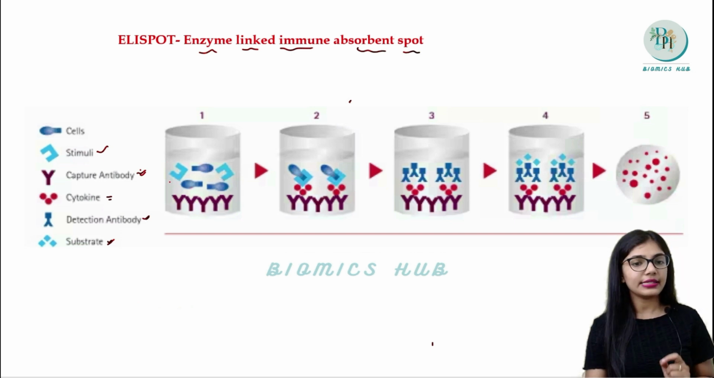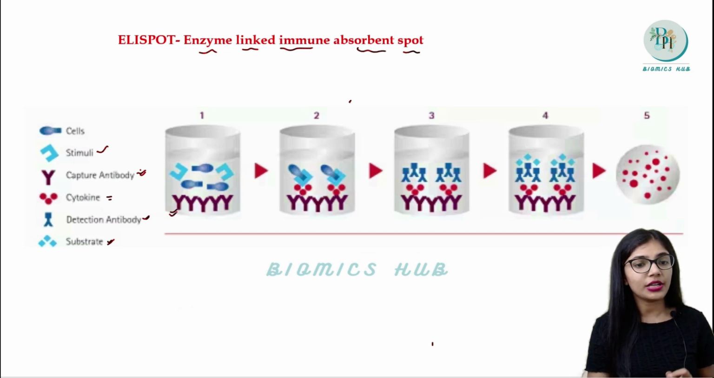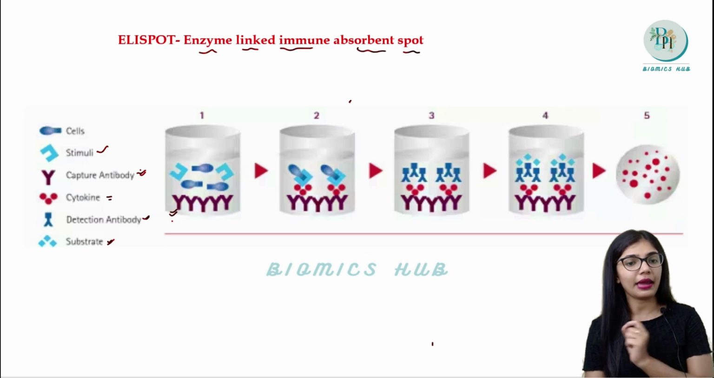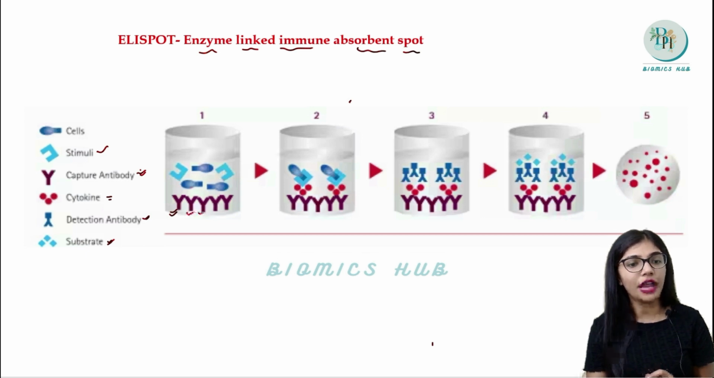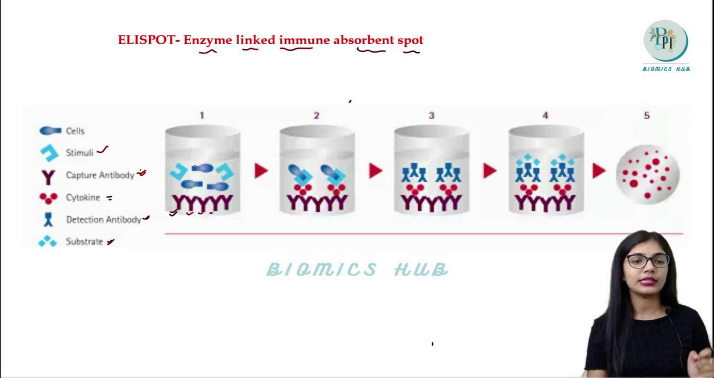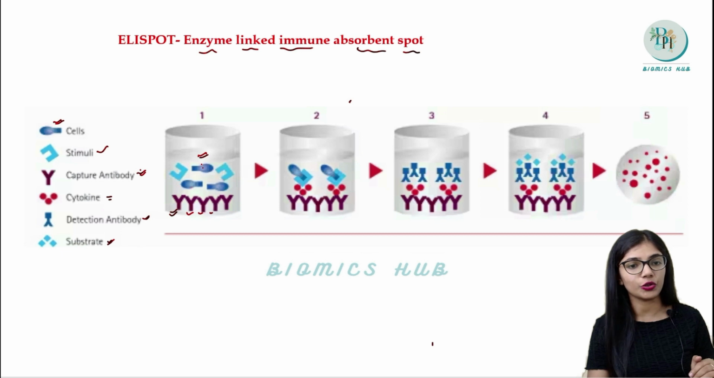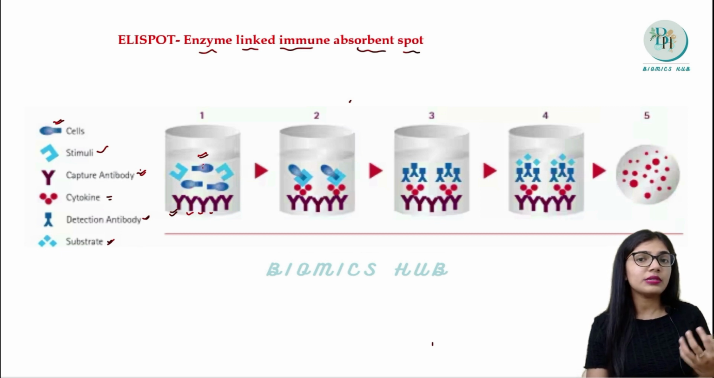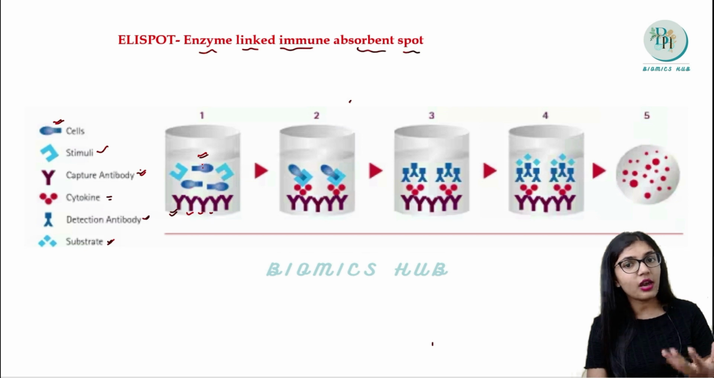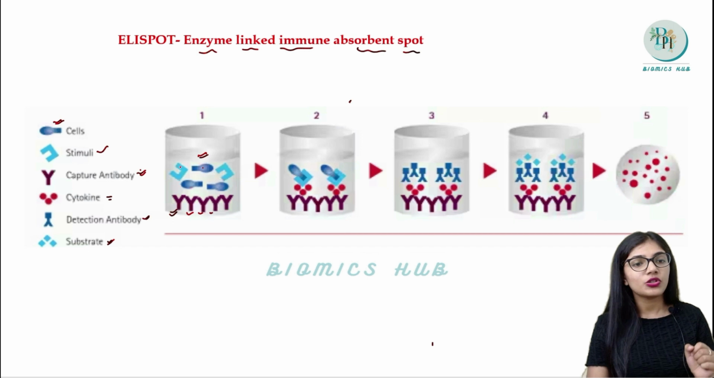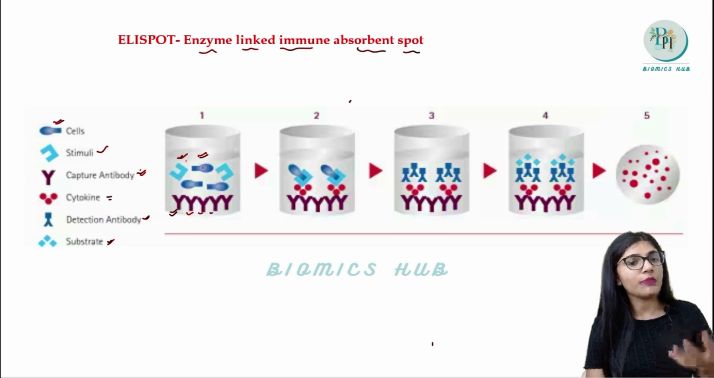Here in the first well, we can see that there is a capture antibody attached to the microtiter well. This antibody can specifically bind with the cytokines. The next thing added here is a cell. We can see the picture here. This is a picture of the cell. The cell has been added into this tube. The cell can produce a cytokine, or when it is provided some stimulus, it can produce a cytokine. So here a stimulus is given which will stimulate the cell to produce the cytokine.